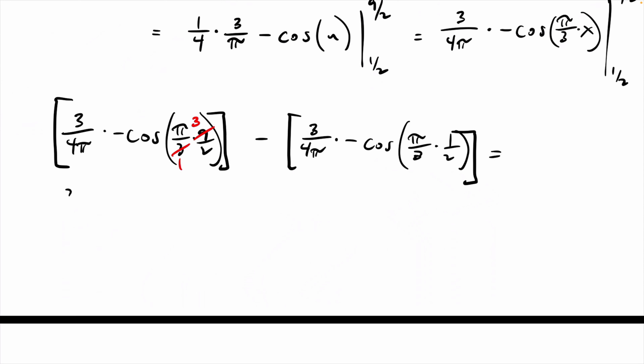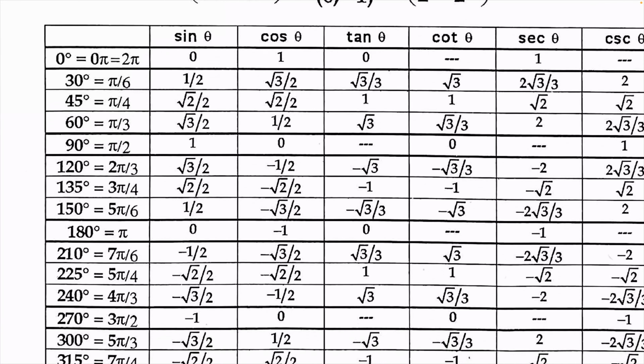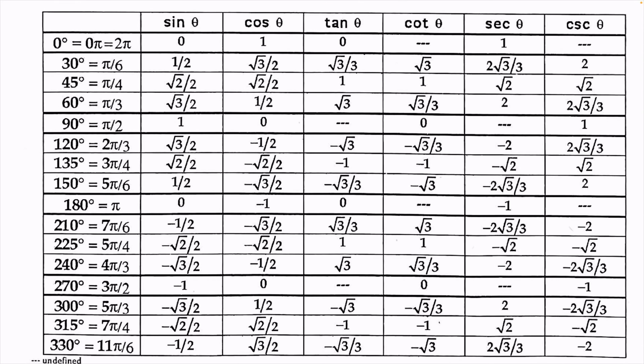So really, oh, sorry. It's 3/2 of pi. It's 3 pi over 2, right? 3/2 pi. So I go to my neon sheet. So it's cosine of 3 pi over 2. That's what it is. So cosine of 3 pi over 2 is 0.